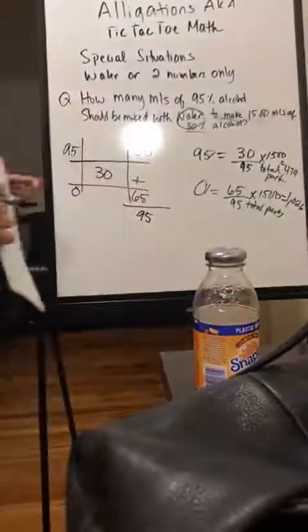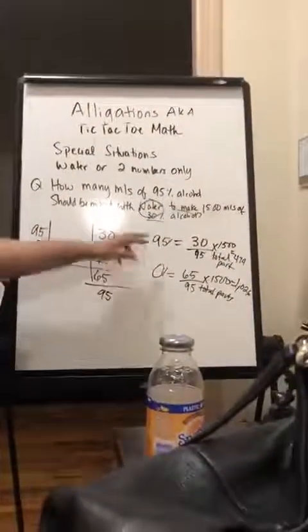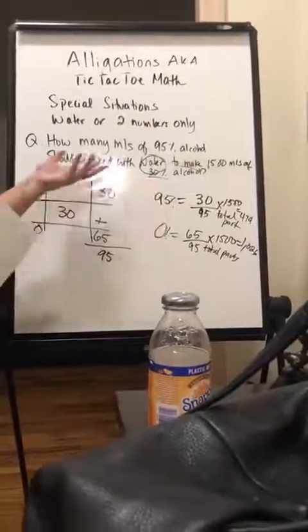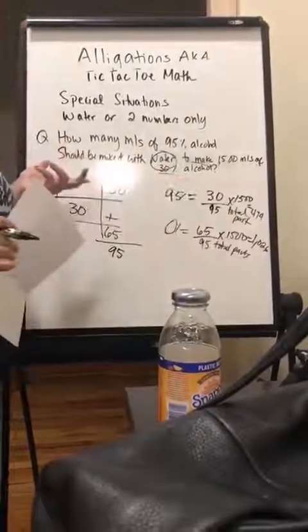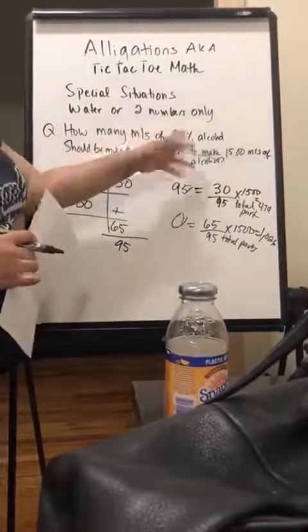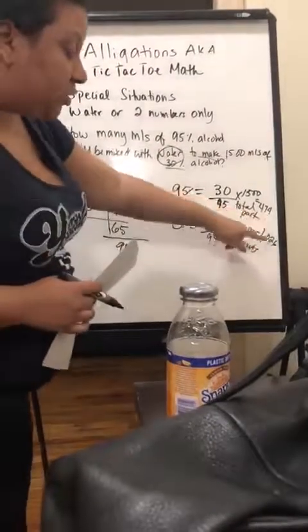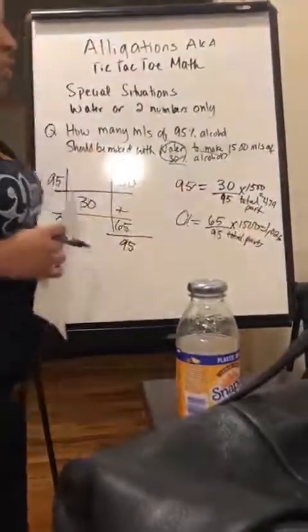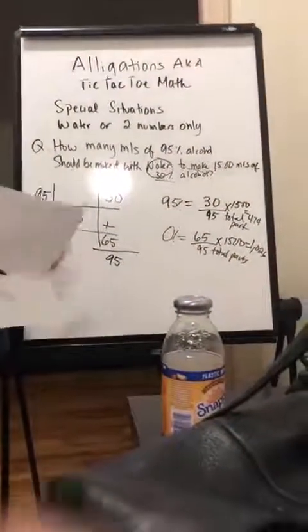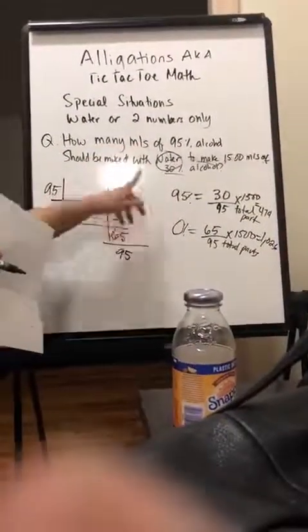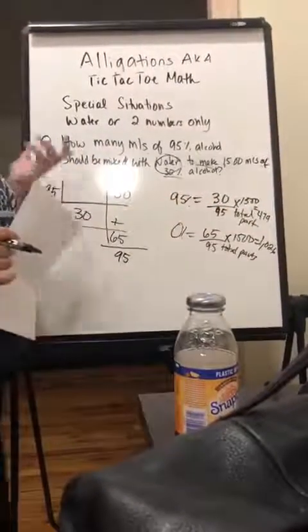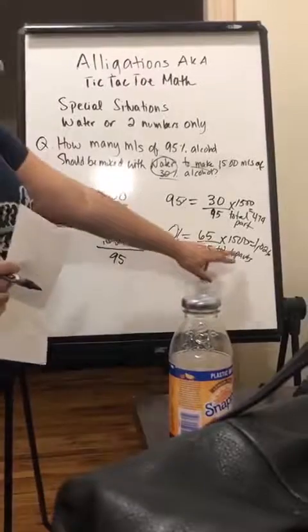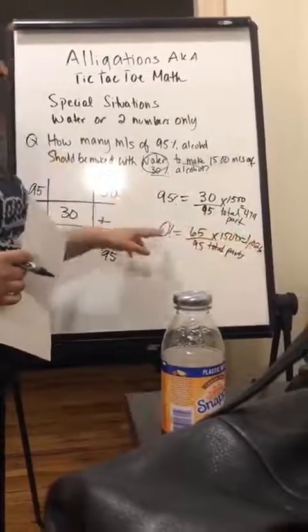The question says, how many mLs of 95 should be mixed with water to make the given amount. The question is only asking about 95%, so the answer to this question would be 474. Sometimes they want to know how much of both of them. In that case, you have both answers, 474 and 1,026. But this only asked about the 95%. How many mLs of 95? You'll pour out 474 mLs, and you'll pour out 1,026 mLs of water.